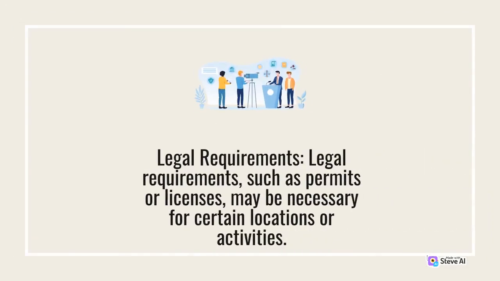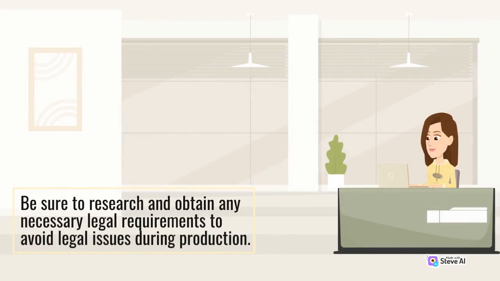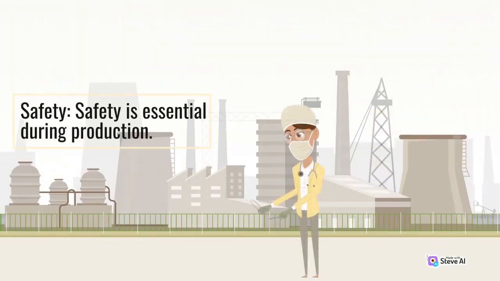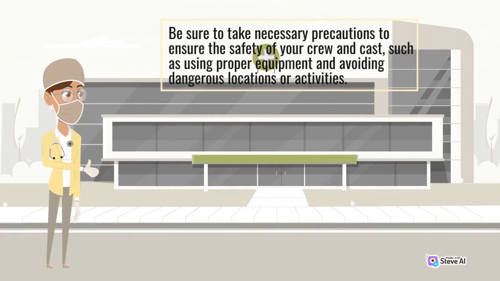Legal requirements. Legal requirements, such as permits or licenses, may be necessary for certain locations or activities. Be sure to research and obtain any necessary legal requirements to avoid legal issues during production. Safety. Safety is essential during production. Be sure to take necessary precautions to ensure the safety of your crew and cast, such as using proper equipment and avoiding dangerous locations or activities.